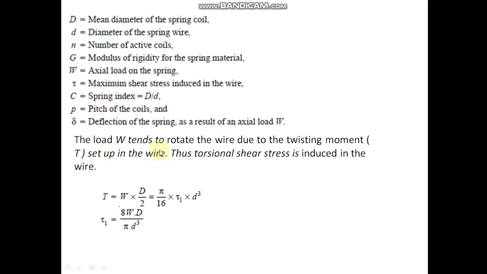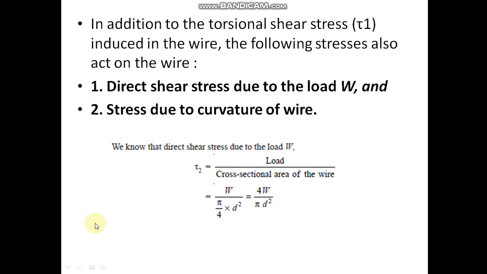So load W tends to rotate the wire due to twisting moment. Thus torsional shear stress is induced in the wire. Torque is load into radius, force into radius, and torque is written as pi by 16 tau d cube in case of wire. So from this we will calculate tau, that is tau 1 equals 8WD by pi d cube, a very important formula. 8WD by pi d cube will be the shear stress.